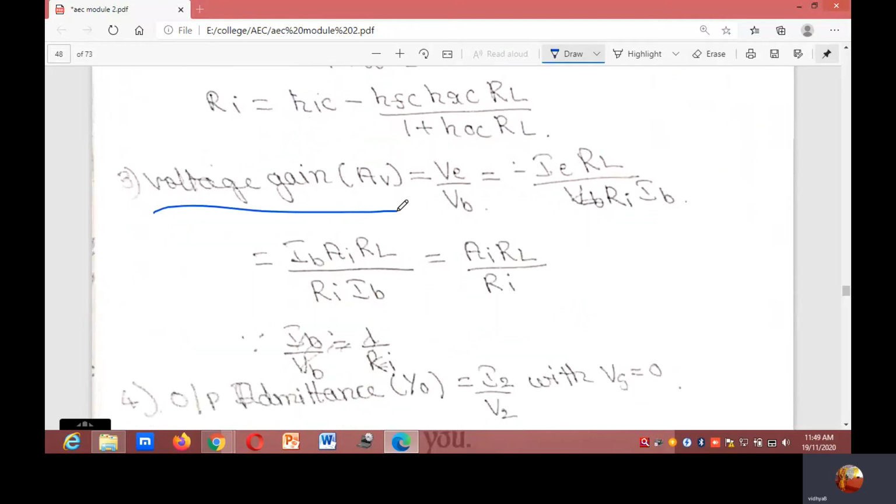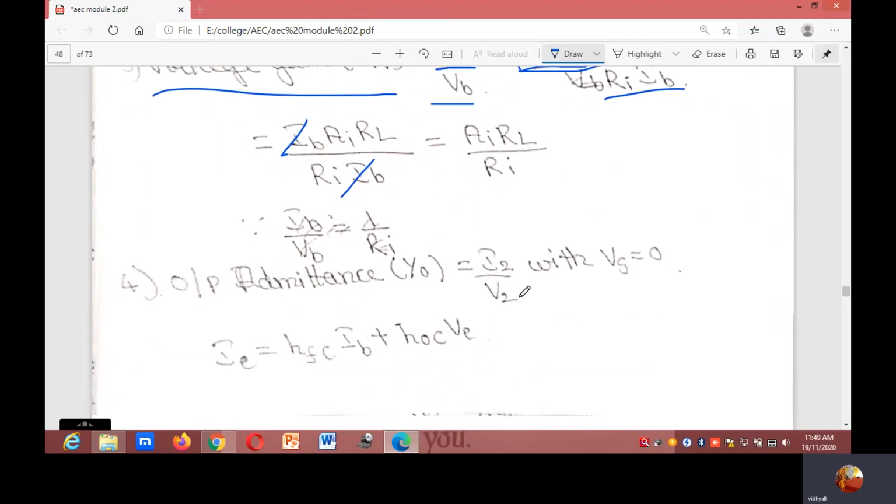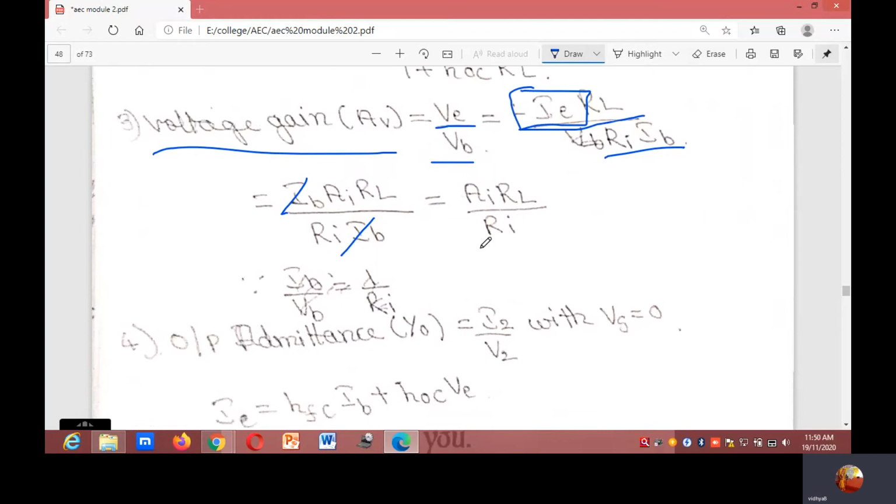Next, voltage gain. Voltage gain is output voltage divided by input voltage, that is, VE divided by VB. VE can be written as minus IE into RL, and VB can be written as Ri into IB. Again, we replace minus IE by IB into AI into RL, because here IB gets cancelled. So you are left with AI into RL divided by Ri. This is the voltage gain.